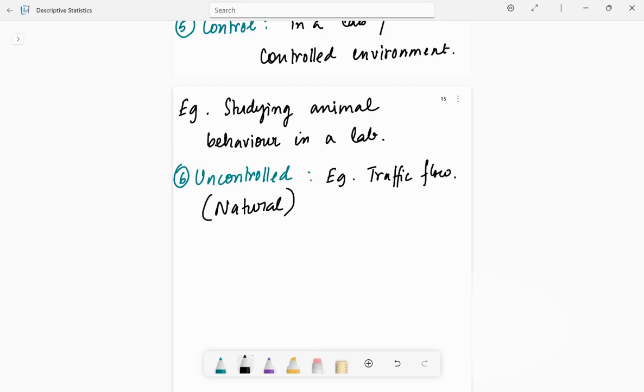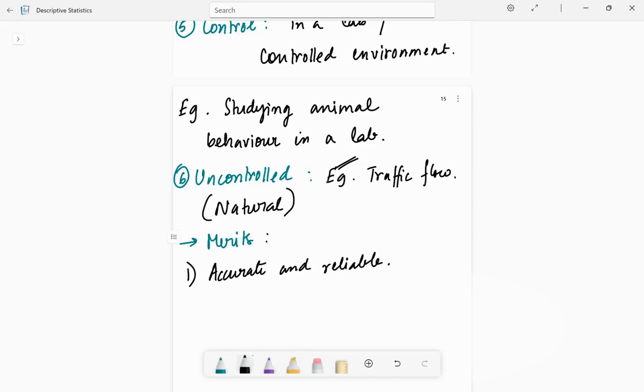Now, what are the merits? The merit of uncontrolled observation is that information collected is accurate and reliable. Because you're sitting there for long, for example, watching the traffic flow, doing it yourself and observing it with your own eyes, that is more reliable. You are taking time, but it is accurate. So the first merit I can think of is information collected is accurate and reliable.